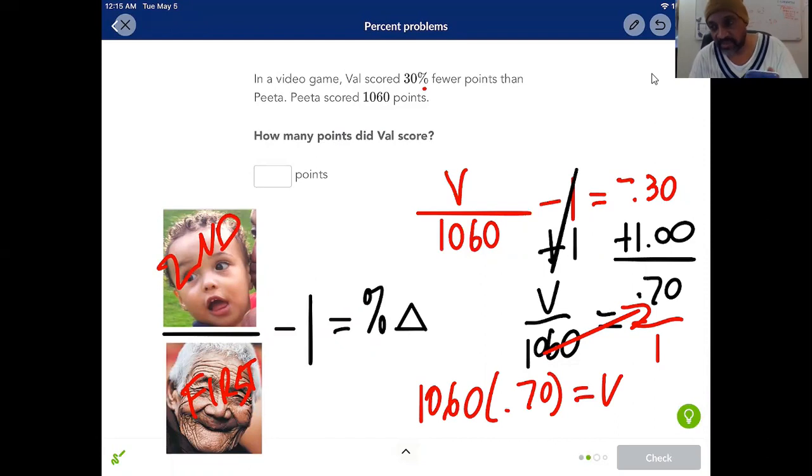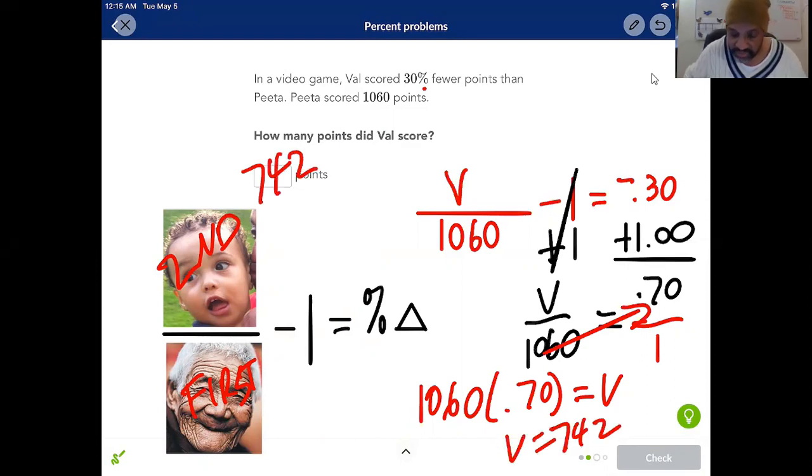All right, so now I'm going to grab my calculator and I'm going to go 1060 times 0.70, and I get 742. So Val had 742 points. If you want to check it, you could put 742 in, divided by 1060, subtract 1, and you should get a -30 if you wanted to do that. I'm not going to do that because I'm trying to keep this video short.